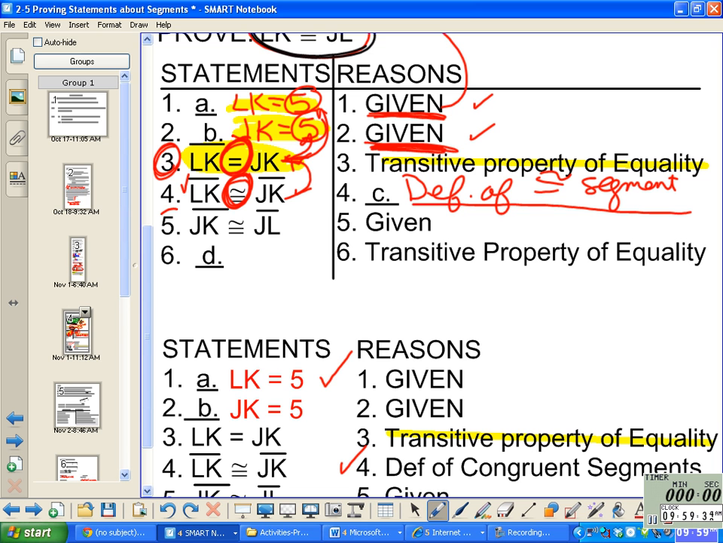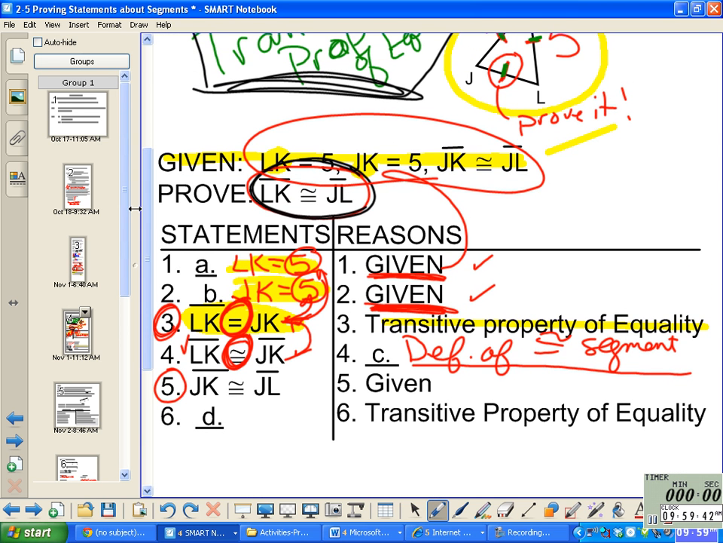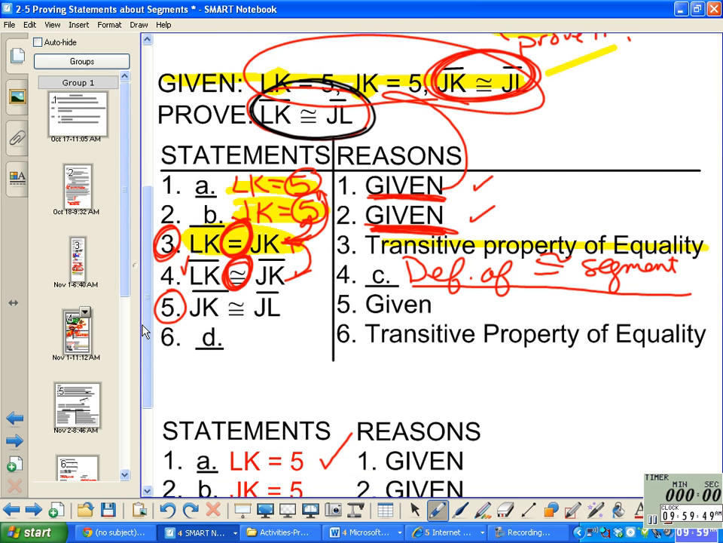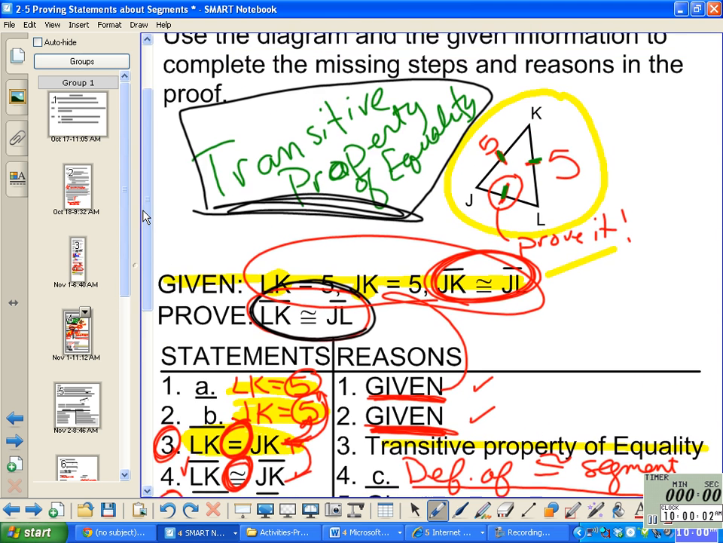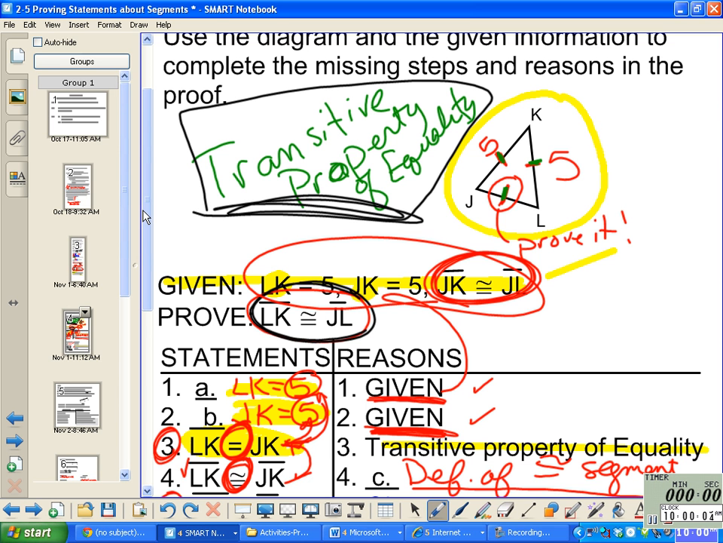Now, let's look at number 5, excuse me. Segment JK is equal to JL. That information was given to us here. Okay? 6D. What reason can we say? Transitive property of equality. Well, what do we know? Now I've linked JK in 5 to JL. I've just linked JK to JL.